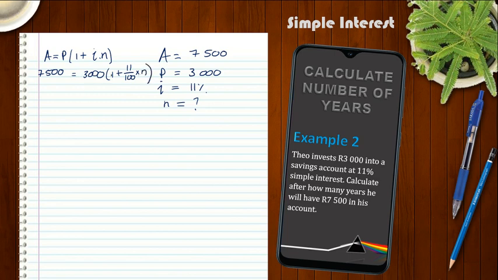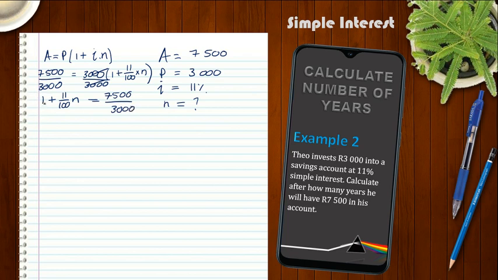So the first thing I'm going to do, remember we need to get to the N value here. So the first thing we need to do is work our way into getting N on its own. I'm going to start by dividing both sides by 3,000, because this will then cancel this one. So we'll have 1 plus 11 over 100 N equal to, and we can simplify this, but I'm just going to leave it as is, 7,500 over 3,000.